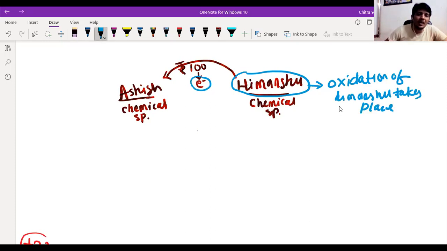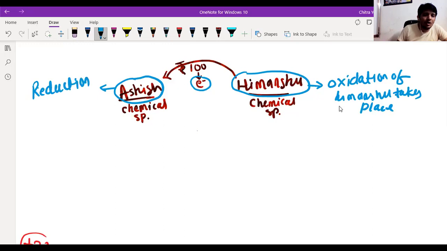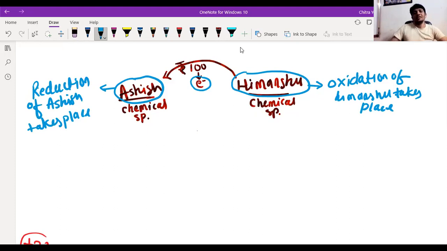At the same time, Ashish is gaining money, means gaining electron. So if gain of electron takes place, it is a reduction reaction. So I'm going to write here reduction of Ashish takes place. Understood that much part? Who is getting oxidized and who is getting reduced?